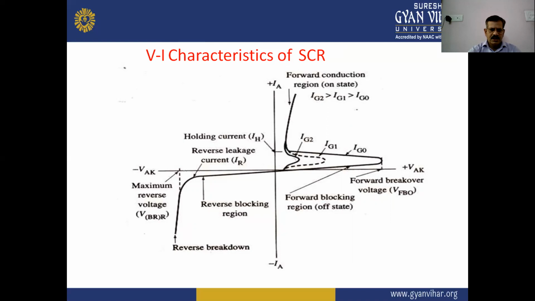But in the reverse conduction region or reverse blocking region, there is a reverse breakdown and also a reverse leakage current IR and a maximum reverse voltage VBR. That is the maximum reverse voltage. So in the reverse region, a reverse breakdown occurs, and in this region the current does not flow, or flows in a very small amount in the range of nano ampere or micro ampere. So this graphical representation between the current versus voltage is the VI characteristics of the SCR.